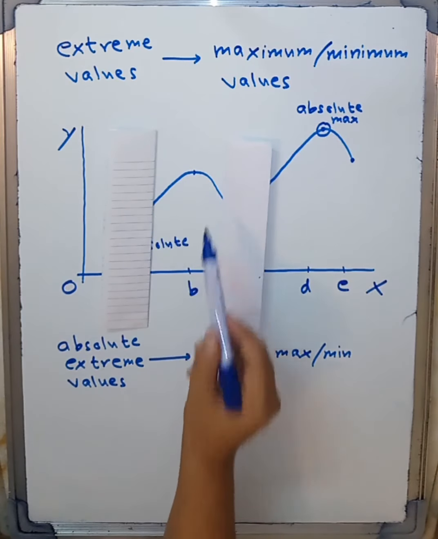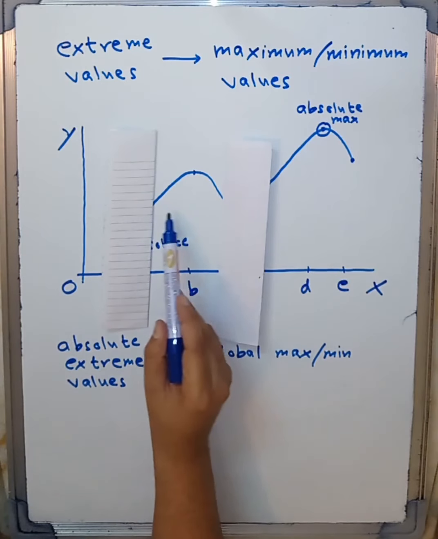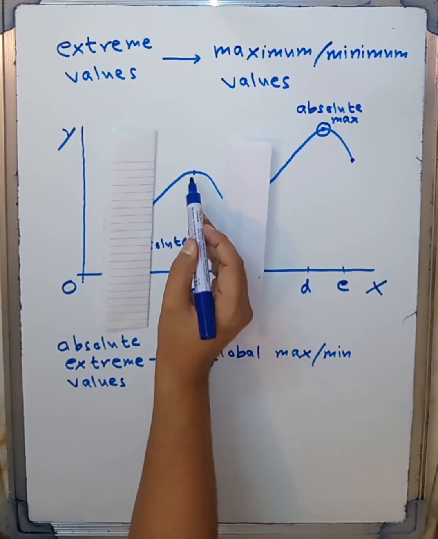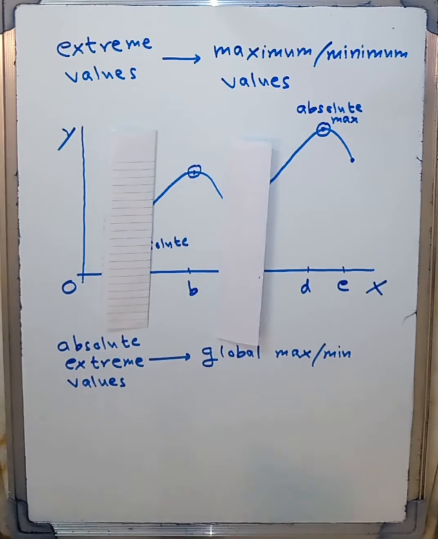So again, if we observe this small part of the graph, we can say that the value at the point B is the maximum value in its neighborhood, or we can say that the value at B is the relative maximum value, or we can say that the value at the point B is the local maximum value.